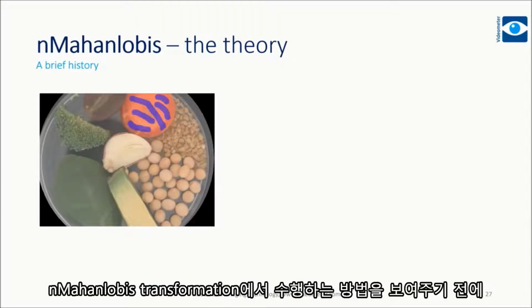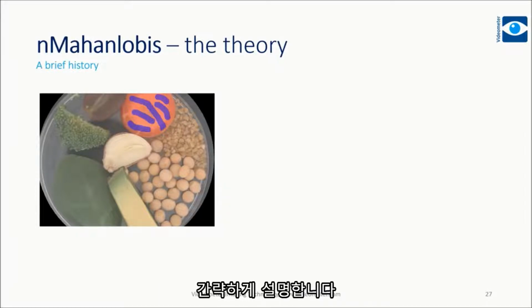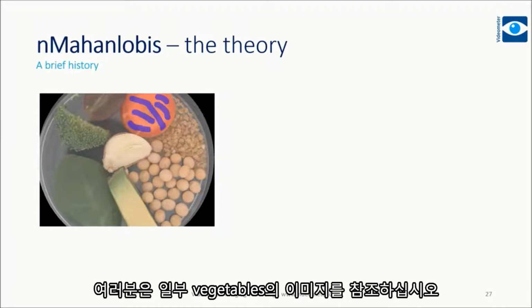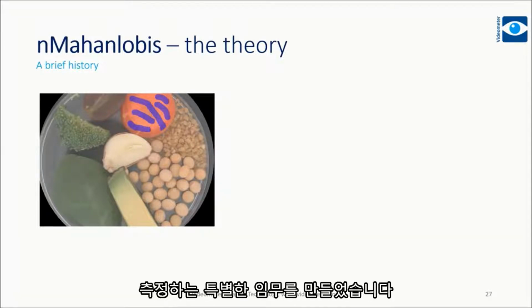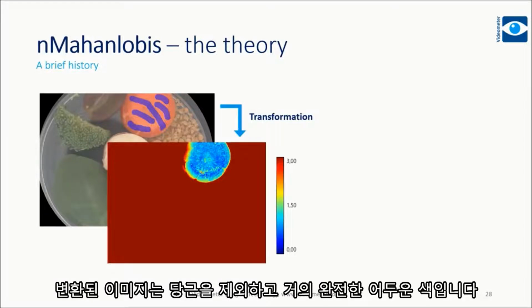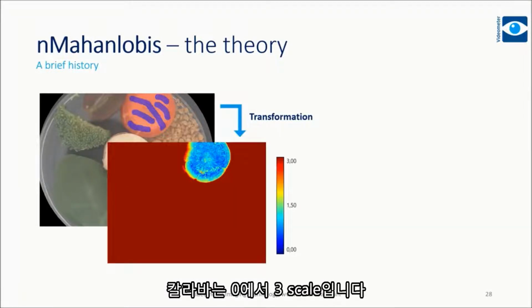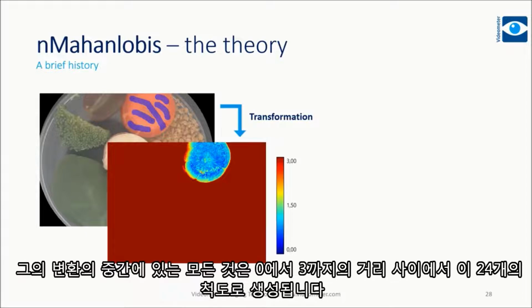Before we show how to do the Mahalanobis transformation in the software, we will briefly go over the basics behind it. On the slide you see an image of some vegetables where the carrot has been painted with the blue class. We then create the n Mahalanobis transformation to measure how different the orange carrot is compared to the rest of the image. The transformed image is almost completely dark red except for the carrot. On the color bar, the scale goes from 0 to 3. These scales reflect the distance measured with respect to the carrot. All n Mahalanobis transformations are created with this default scaling between 0 to 3 distances.